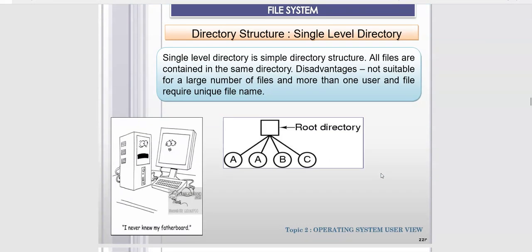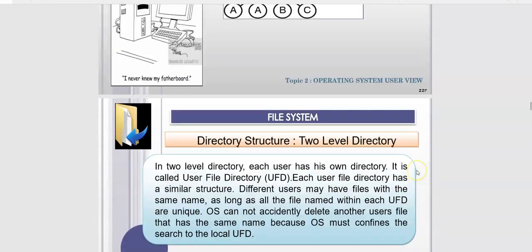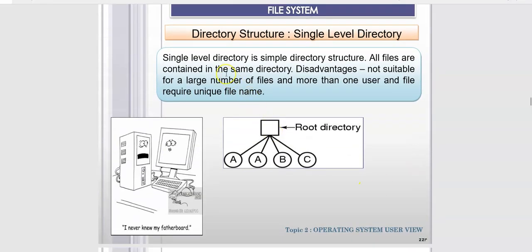Directory structure ada beberapa jenis. We have single level directory, and then we have two level directory, and then kita ada three structure directory. So now kita tengok single level directory. Single level directory is a simple directory structure. All files are contained in the same directory. The disadvantage of this single level is not suitable for a large number of files and more than one user. And files require unique file names. You imagine you ada C file, dalam C file you ada satu je folder, contohnya program files, dan semua file dekat dalam program files tu.